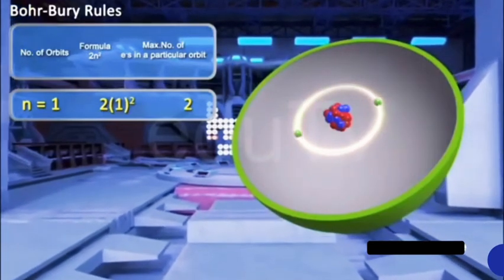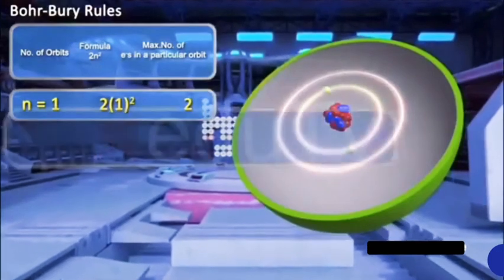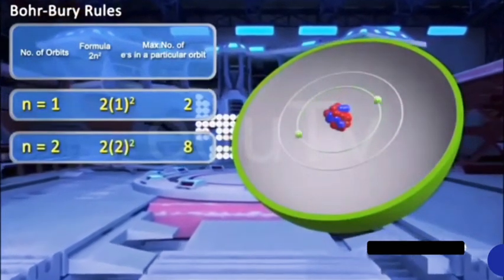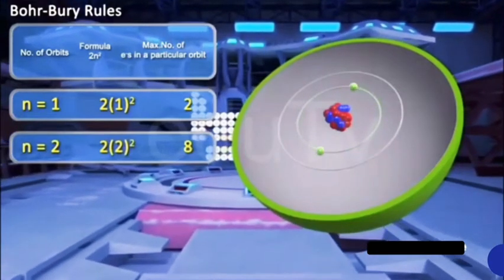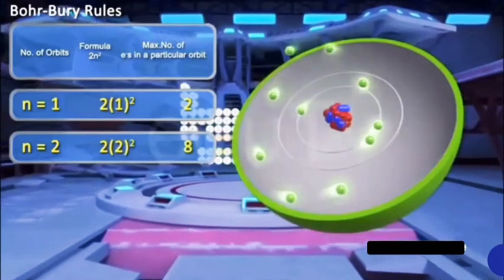For the second orbit, n is equal to 2, therefore 2n² equals 8. So the second orbit or the shell L can accommodate a maximum of 8 electrons.